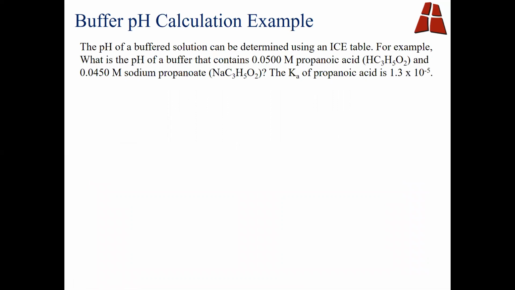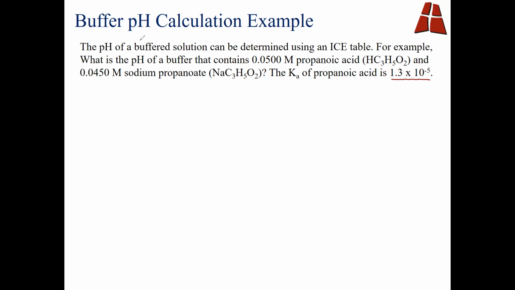So, of course, we can do some math related to this. And so let's do an example here where we calculate the pH of a buffered solution that can be determined with an ice table, because of course we are still in our equilibrium unit. In this example, we have a buffer containing 0.05 molar propionic acid and 0.045 molar sodium propanoate, the conjugate base of propionic acid. Then we're given a Ka value of 1.3 times 10 to the negative fifth. If you want to try and solve this yourself, I'd recommend pausing the video. You can, of course, do that, but I'll go ahead and jump in here.